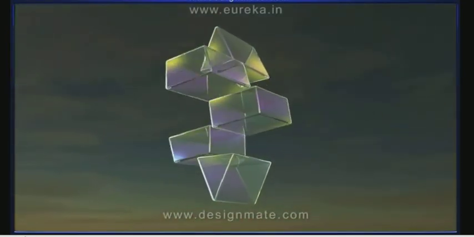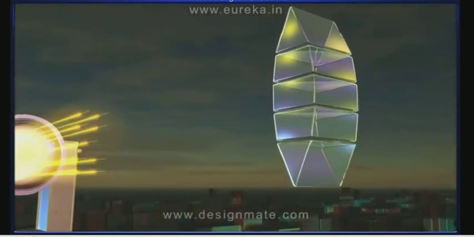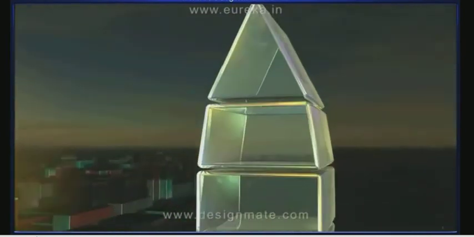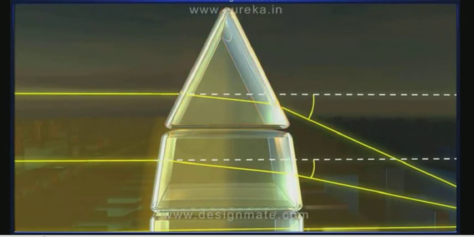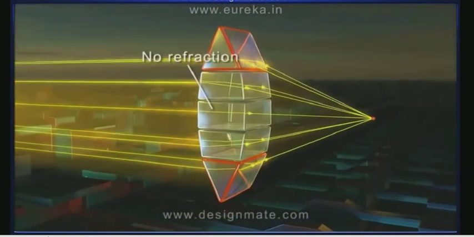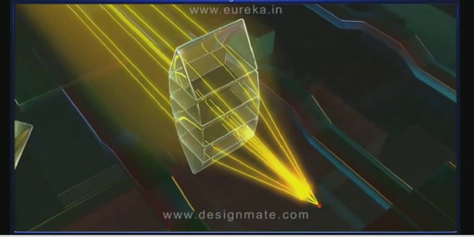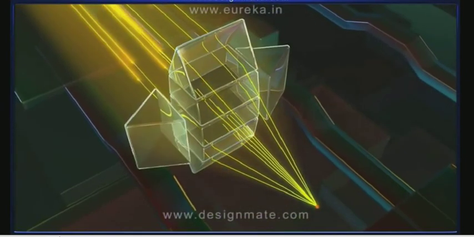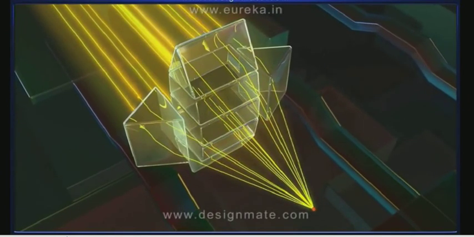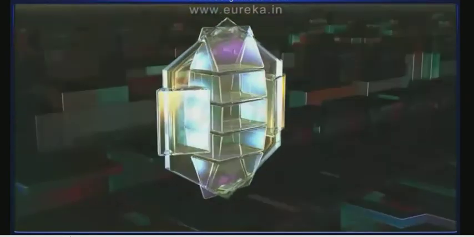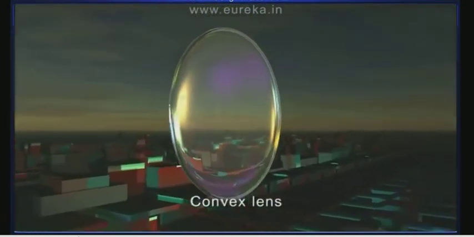Insert a few more slabs of rectangular prisms between the two prisms. The parallel rays incident on such an assembly will undergo maximum refraction at its top and bottom. The rays undergo no refraction at the center of the lens. Now, if we arrange two more prisms at the side of this arrangement, then the incident rays emerging from them also converge at the same point. A single piece of glass formed in this fashion is called a convex lens.